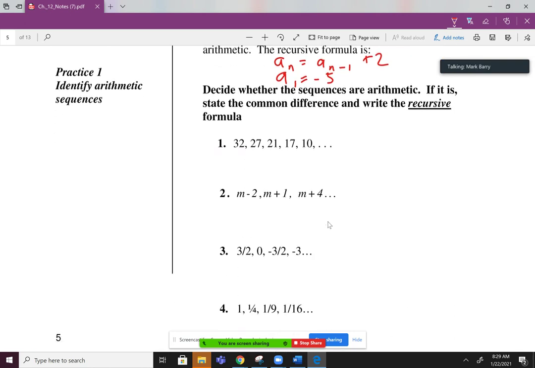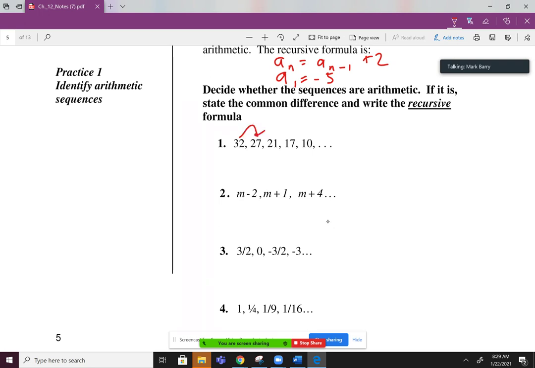Okay, so let's take a look at these ones. If you want to kind of think ahead here, I'll pause for 30 seconds. Okay, so let's go ahead and do number 1.